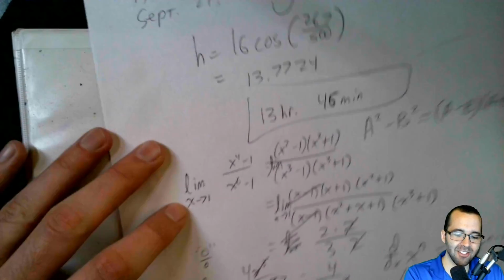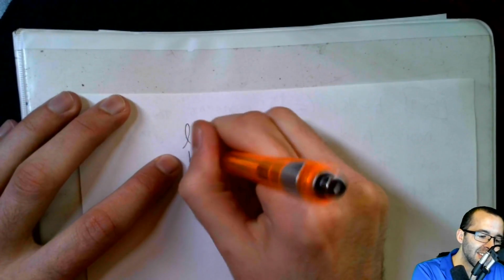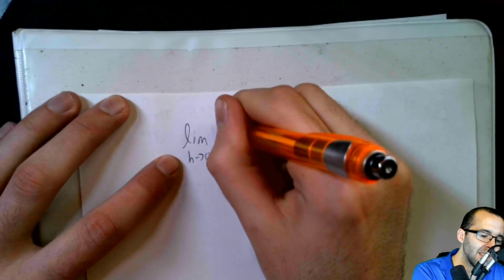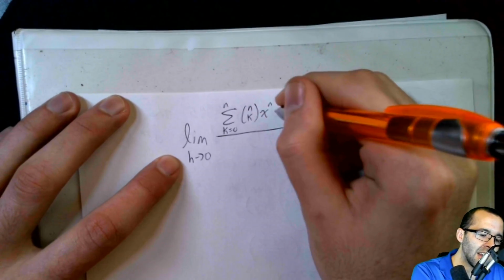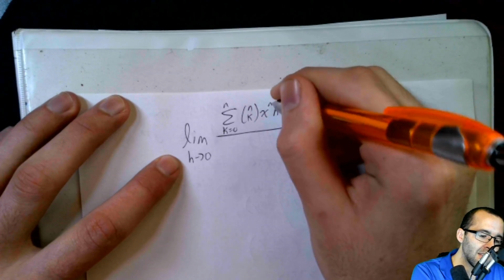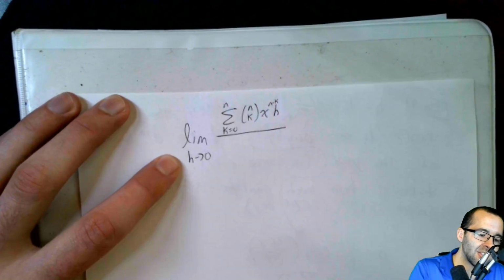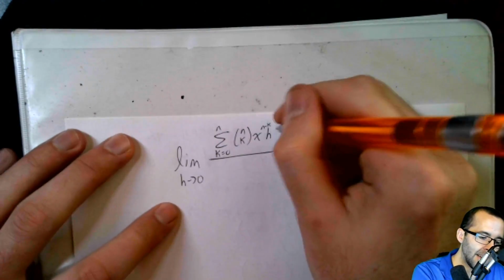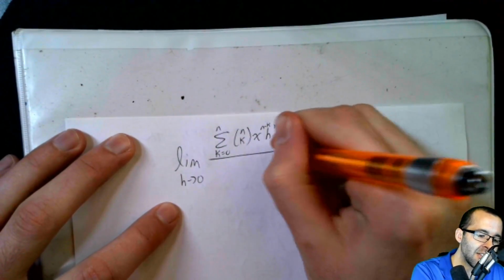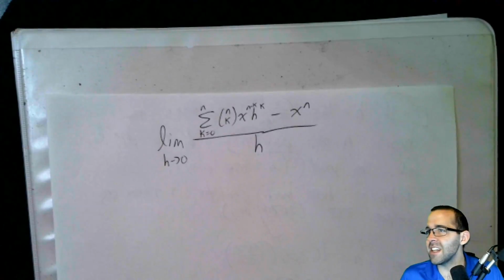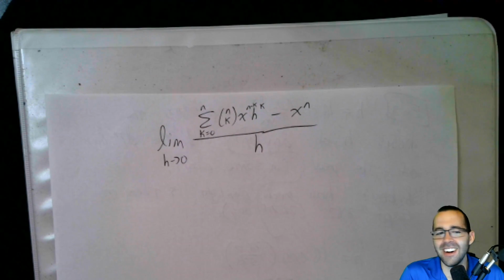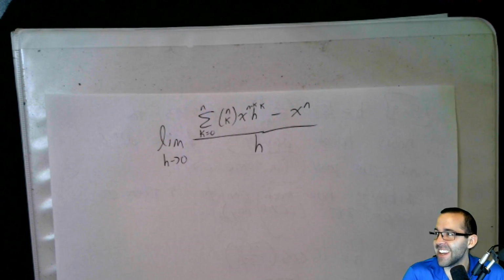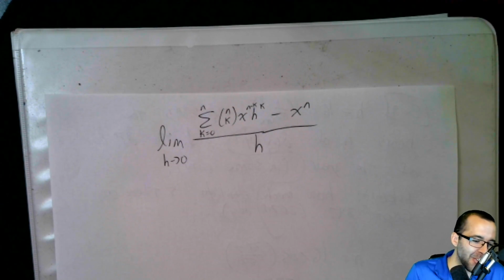And now you might say, hold on, we need to rewrite this. What do we have? We have the limit as h goes to 0 of the sum, k goes from 0 to n, of n choose k, x to the n minus k, h to the k, right? Yeah. And then again, we still have that minus x to the n over here as well, all over h. And you might say, this looks terrible. And it does. I don't remember this proof. I think this is how the proof went.